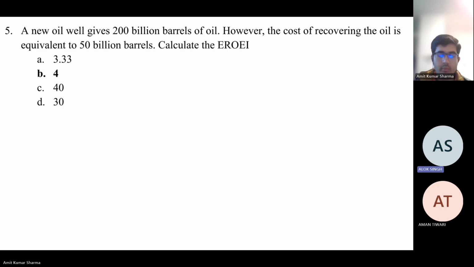Hello, sir. Sir, as we know, EROEI is equal to energy output upon energy input. So energy output will be 200 and energy input will be 4. So if we calculate, then the answer will become 4, sir. Yeah, nice. Let's wait for another minute for the answer from other students. Yes, sir, 4.